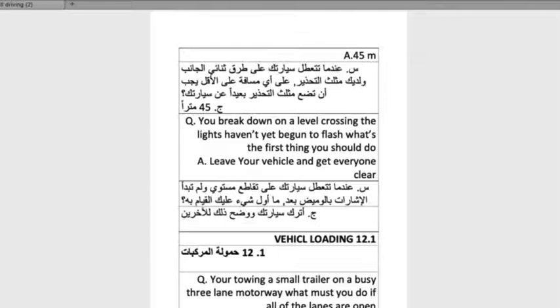You break down on a level crossing. The lights haven't yet begun to flash. What's the first thing you should do?